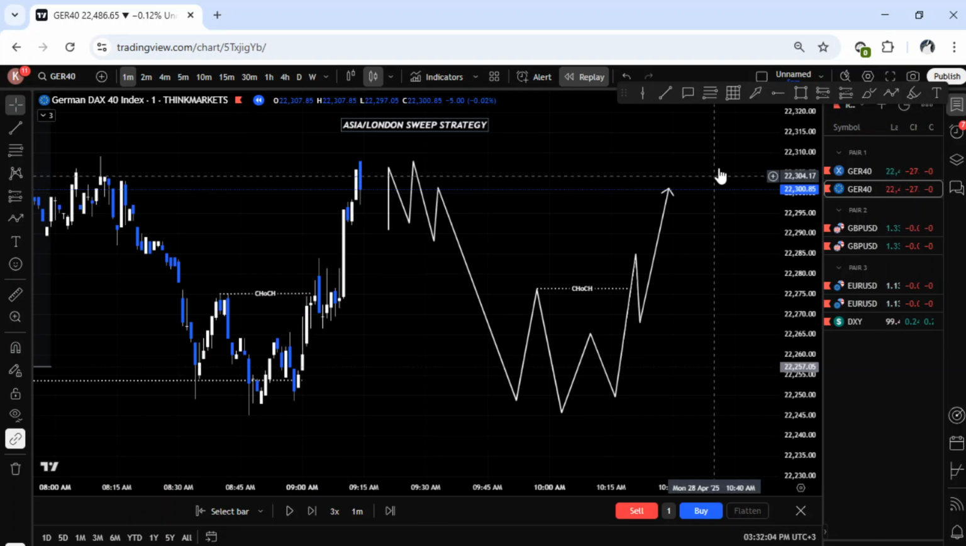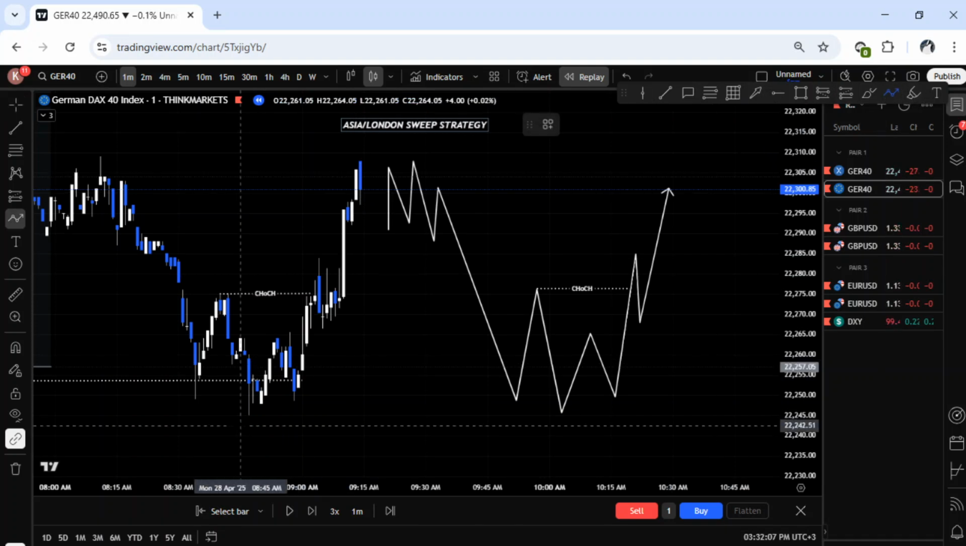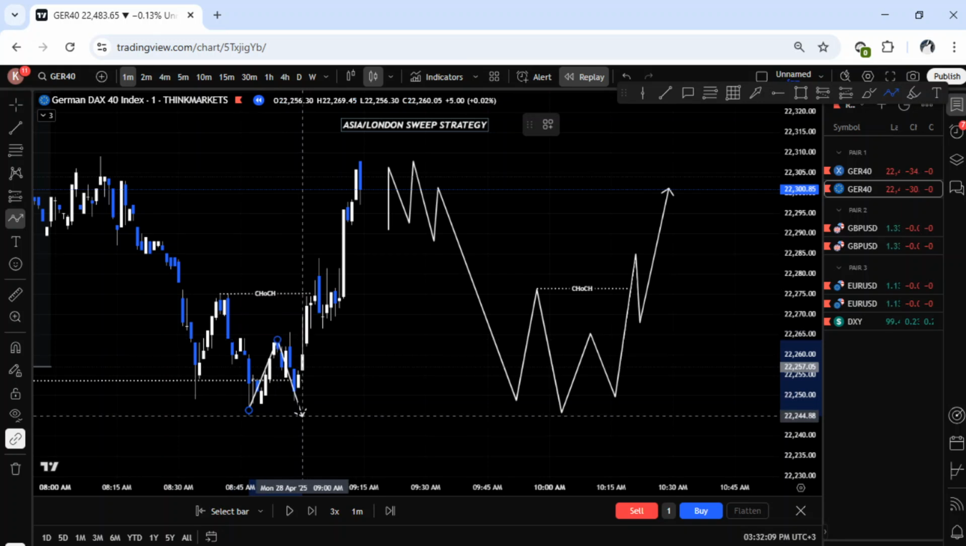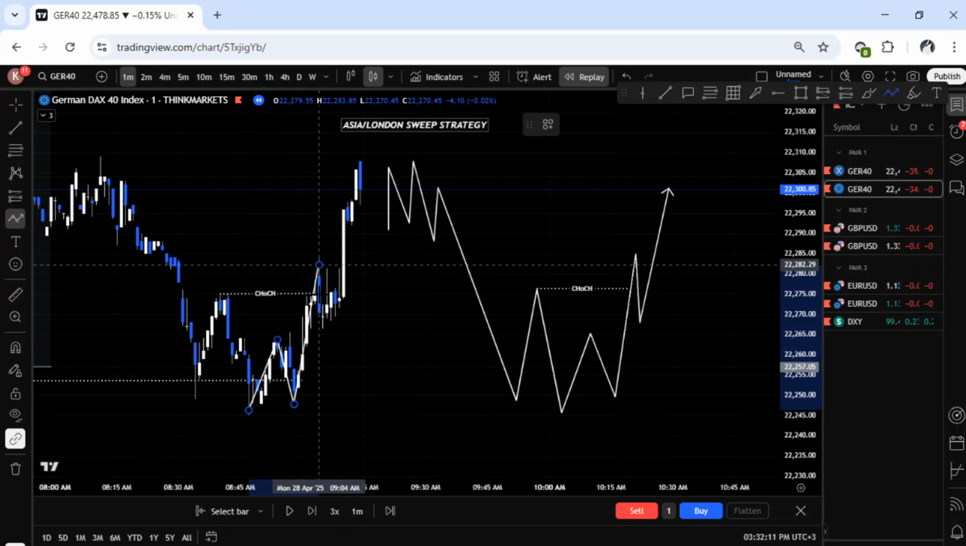So now that it has closed, you can see that this price action is moving like this. This is an internal change of character. This failed, so this was an internal change of character.